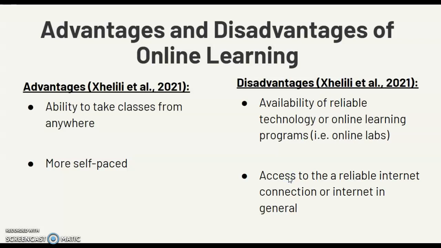Some advantages and disadvantages of online learning. So some advantages are the ability to take classes from anywhere. You could be anywhere in the world and you could take classes. It's more self-paced. Some disadvantages are availability of reliable technology or online learning programs. So for me, I'm thinking online labs. There's not a lot as far as that goes, or at least free ones. And then a huge one is access to reliable internet connection or internet in general.